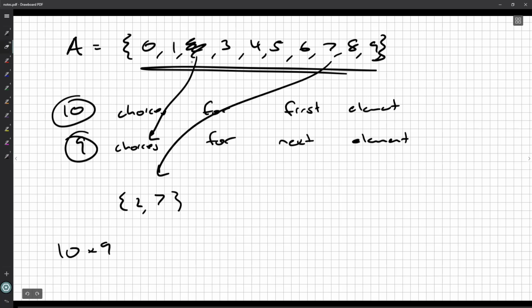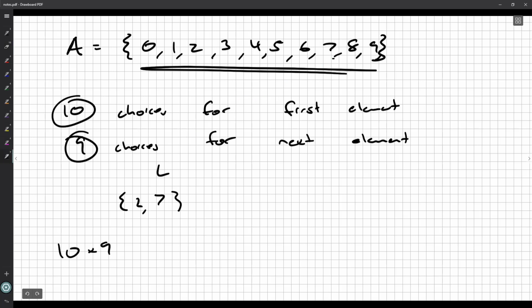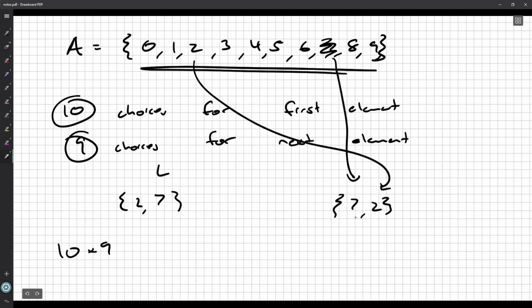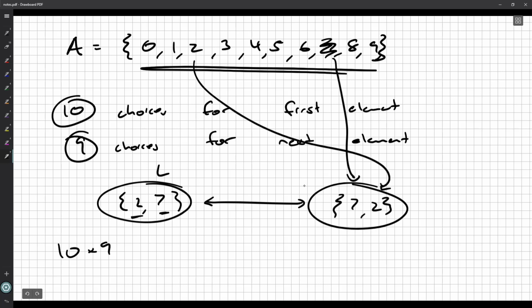But go back and think. Right? What if, for my first element, when everything was fair game, I had chosen 7? And then I've got 9 choices left over, and I picked 2. I've created a set, 7, 2. How is this different from 2, 7? Well, it's not. Sets don't care about order. Sets just care what's in them. So I've done what I mentioned earlier. I've done something called overcounting. I have counted the subset, the same subset, 2 different ways. So to correct for that, we divide by 2.